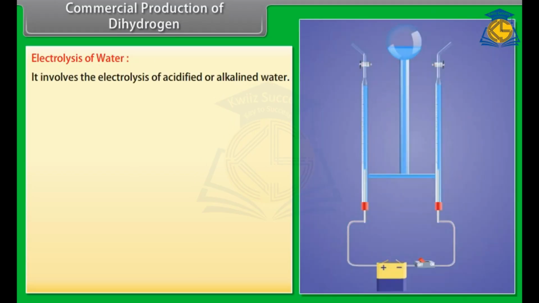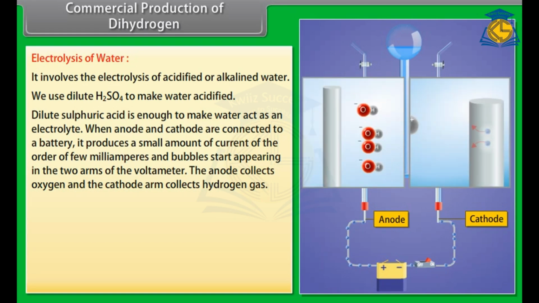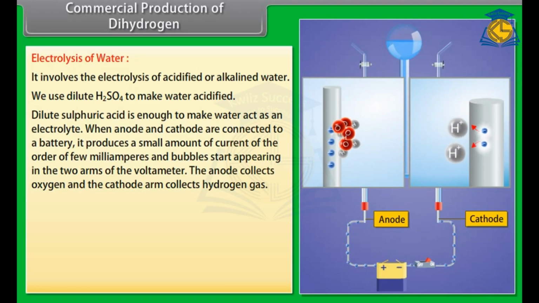It involves the electrolysis of acidified or alkaline water. We use dilute H2SO4 to make water acidified. Dilute sulfuric acid is enough to make water act as an electrolyte. When anode and cathode are connected to a battery, it produces a small amount of current of the order of few milliamperes and bubbles start appearing in the two arms of the voltameter. The anode collects oxygen and the cathode arm collects hydrogen gas.